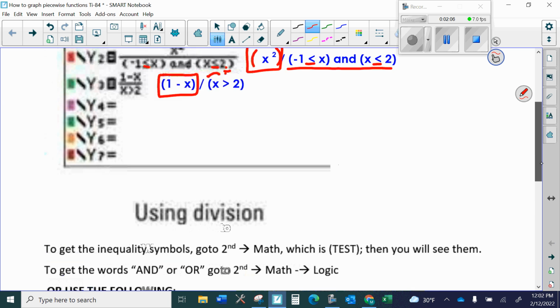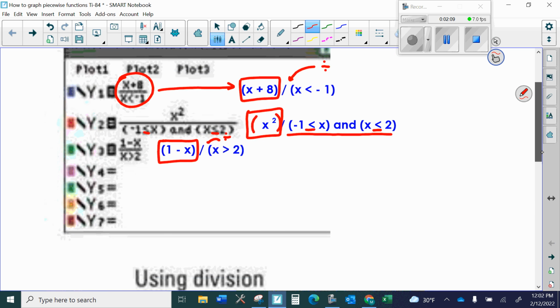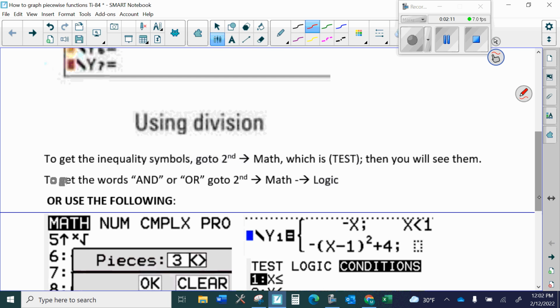Okay, by the way, where you get these inequality symbols on your graphing calculator, I have right here. To get the inequality symbols, you hit second math, which then above that word math it says test, and then you'll see them. Okay, and then if you want to see the words and or, after you get to the second math, then move over to the word logic, and you'll see the words and or.